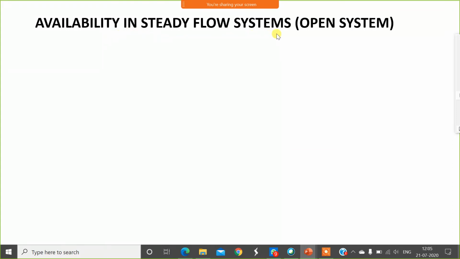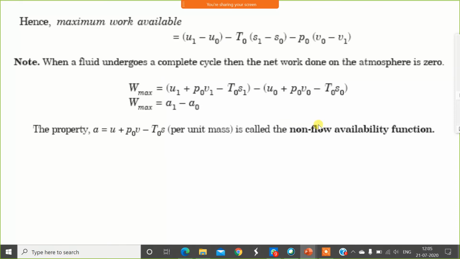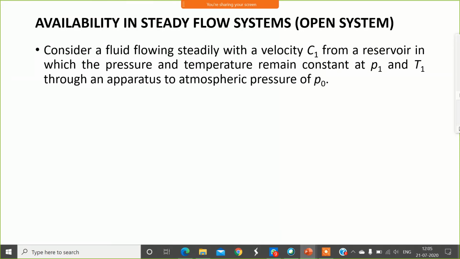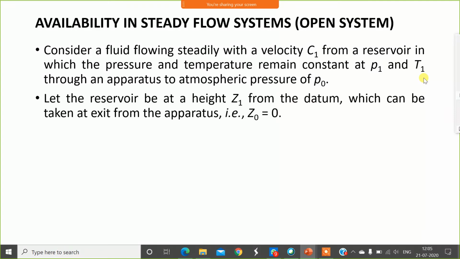Availability in a steady flow system for an open system. In the last expression we have seen it is for non-flow, that is, a closed system. Now it is for an open system. Consider a fluid flowing steadily with a velocity C1 from a reservoir in which the pressure and temperature remain constant at P1 and T1, through an apparatus to atmospheric pressure P0. Atmospheric pressure is P0 and the system is working at a constant pressure and temperature P1 and T1.